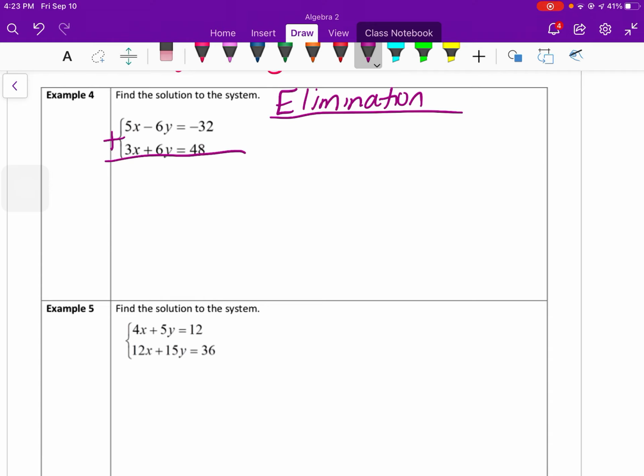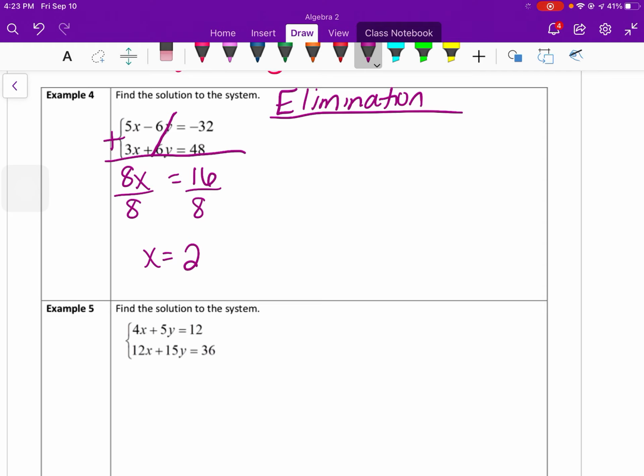So you get 5x plus 3x is 8x. Negative 6y plus 6y is 0. So now the y is eliminated. And then 48 and negative 32, so the same thing as 48 minus 32, so 16. And now you're just left with an x, so you can solve for x by dividing by 8 on both sides, and you get x equals 2.